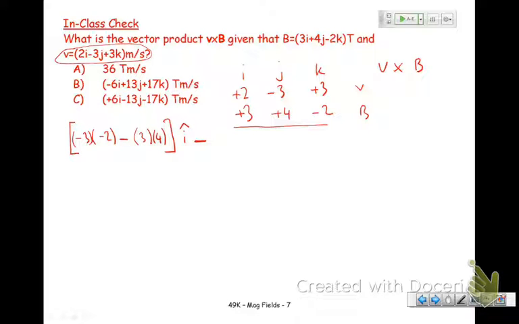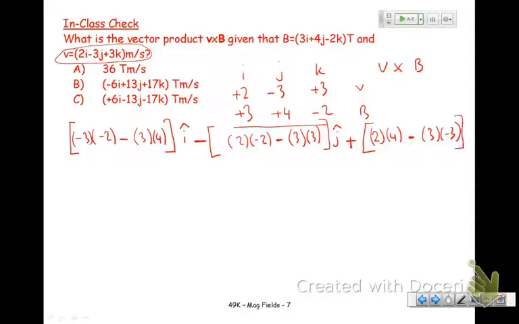Put your finger over the j column and cross multiply. So 2 times minus 2, minus 3 times 3. And that's going to be j. And then we put down a plus sign because it's the third term. Put our finger over the k, and we're going to go 2 times 4, minus 3 times minus 3. That's a k.